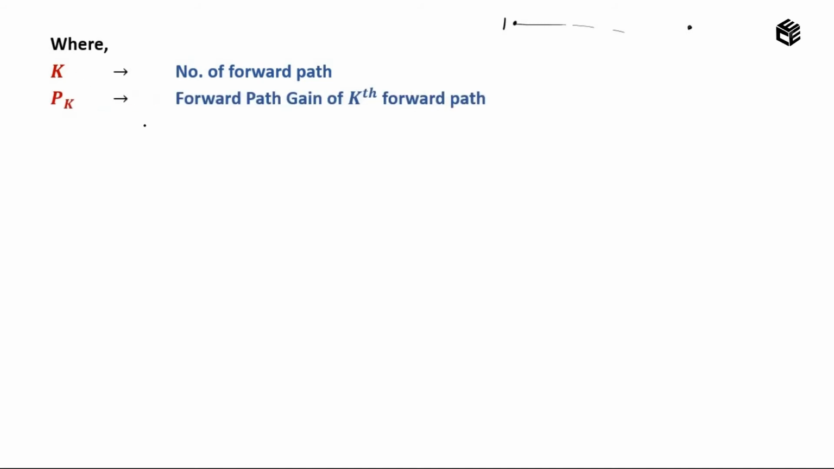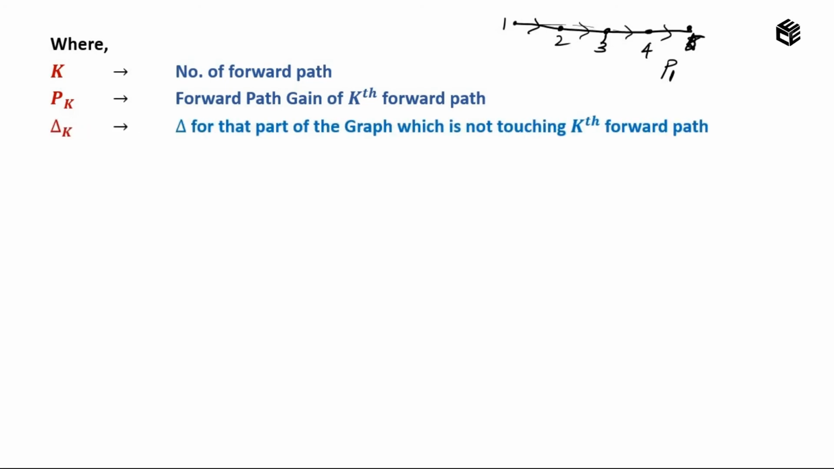Next is Pk. Pk is called the forward path gain. If I am saying this is a forward path, path 1, then I can say the gain of path 1 is called P1. So Pk is nothing but the gain of the particular forward path. Next is Δk. Δk is the Δ value for the particular forward path.